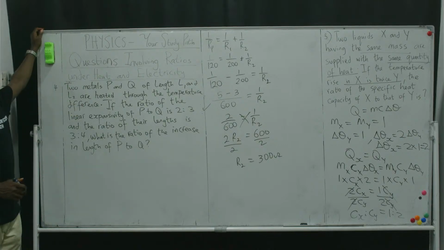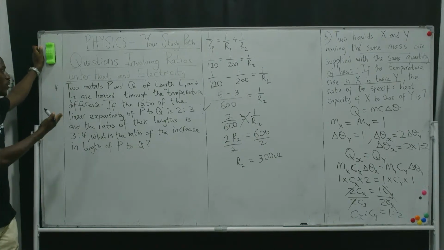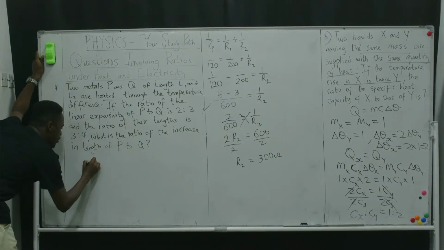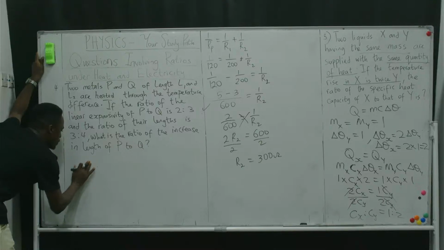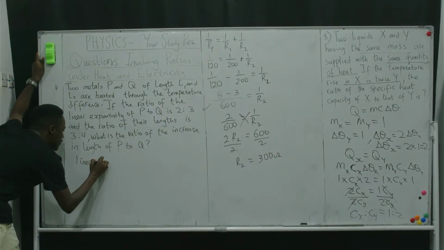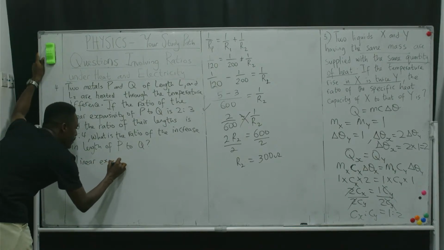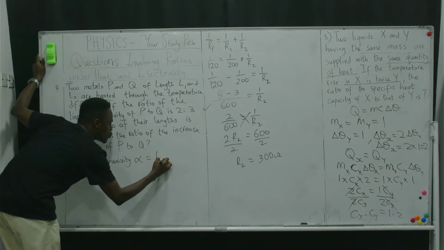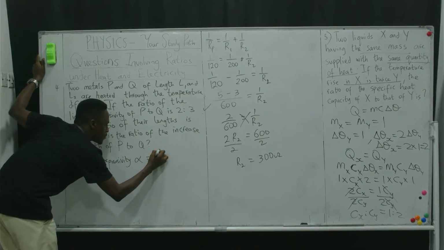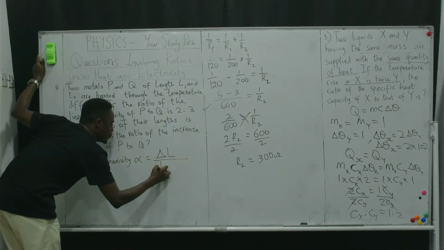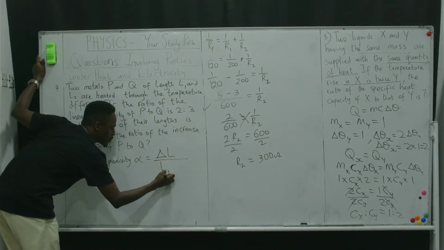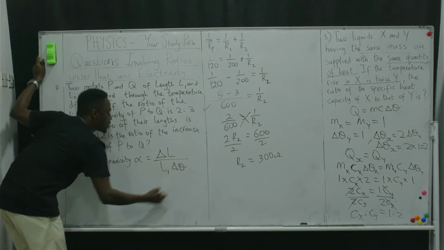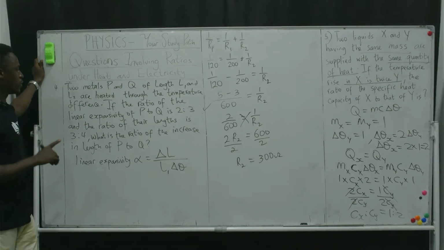So linear expansivity. The point is now, do you know the formula for linear expansivity? Let's have it. The formula has not changed. It remains that alpha, linear expansivity, denoted by alpha, has always been equal to change in length over original length multiplied by change in temperature. But follow the conditions given.